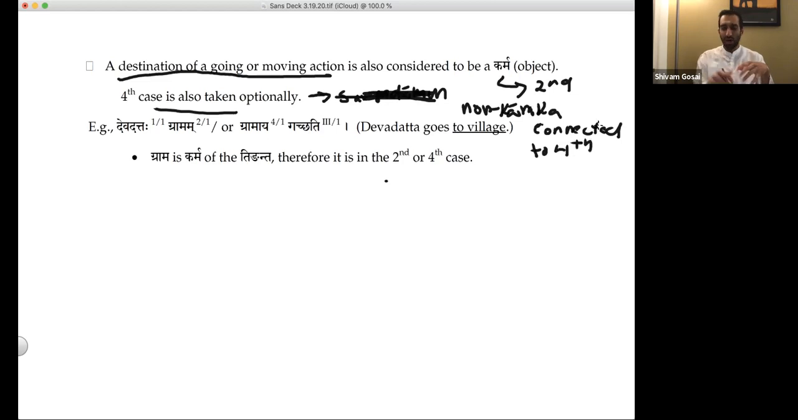Okay, so you want to mark that down on that page. On that page that you're looking at, page 79, you want to note that a destination, all you need to write is a destination is also put in the second or fourth case. Okay, that's what you want to note on page 79. That's not there, so I just wanted to point that out.